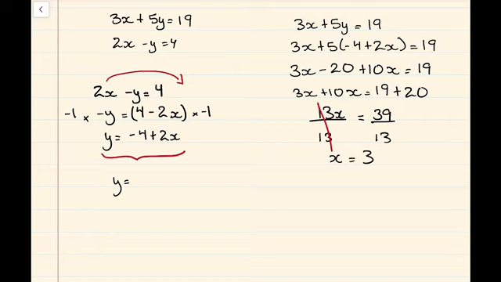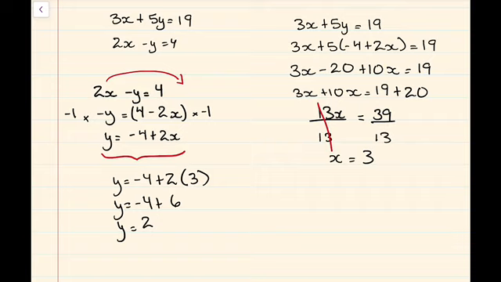So y is going to be equal to negative 4 plus 2. And instead of writing back the x, we're going to write back what we found x to be, which is 3. So 3 there. And negative 4 plus 2 times 3 is 6. And so that's just going to make y equal to 2.